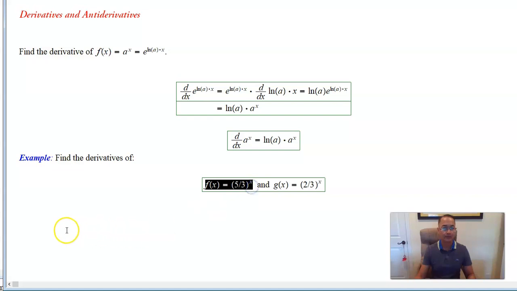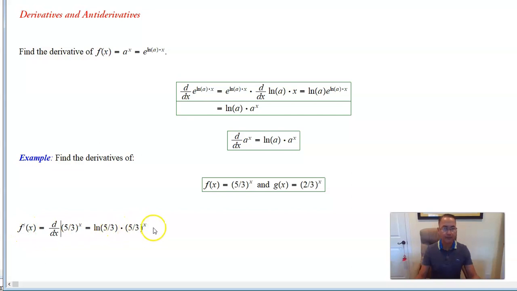Okay. So for 5/3 to the x, we get ln of 5/3 times 5/3 to the x. Okay, so we just multiply ln of 5/3 by 5/3 to the x. And what does this tell us? Whoops, I'm sorry. So this is the derivative, not f of x. We want the derivative of 5/3 to the x. Okay, so there you go. What does this derivative tell us?